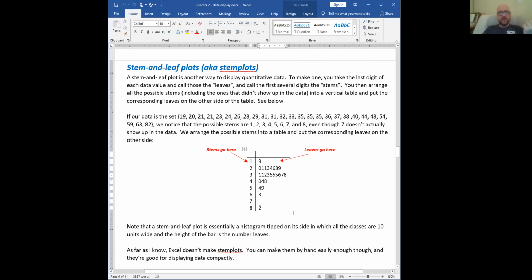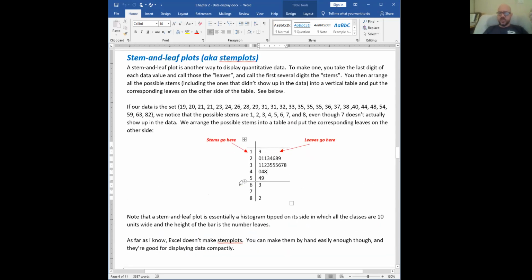I probably won't ask you to make one of these on a test. These are becoming less useful than they used to be, because so much of statistics is done on computers, and computers make histograms just like that. Whereas histograms are actually a real pain in the neck to make by hand, and stem and leaf plots are much easier to make. But if you have a computer, just make a histogram, basically.